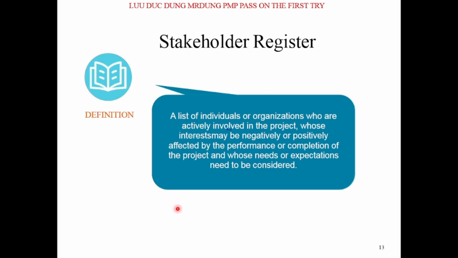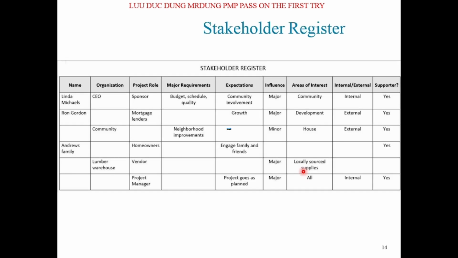Stakeholder register. This is the definition of the stakeholder register: a list of individuals or organizations who are actively involved in the project, whose interests may be negatively or positively affected by the performance or completion of the project, and whose needs or expectations need to be considered.